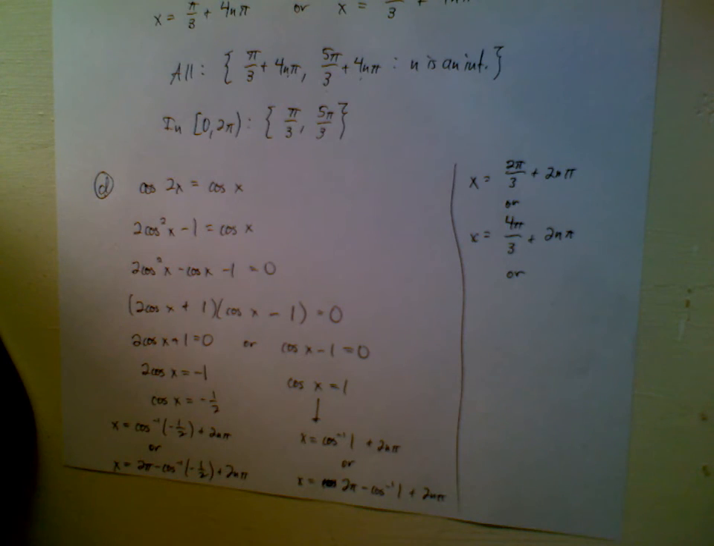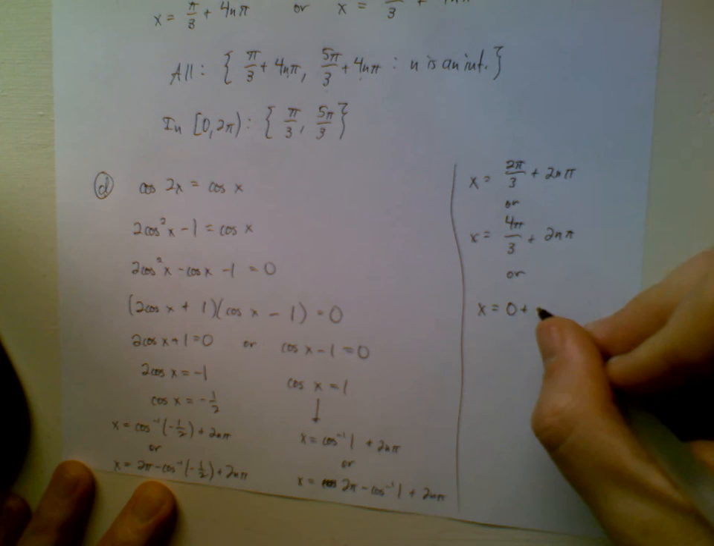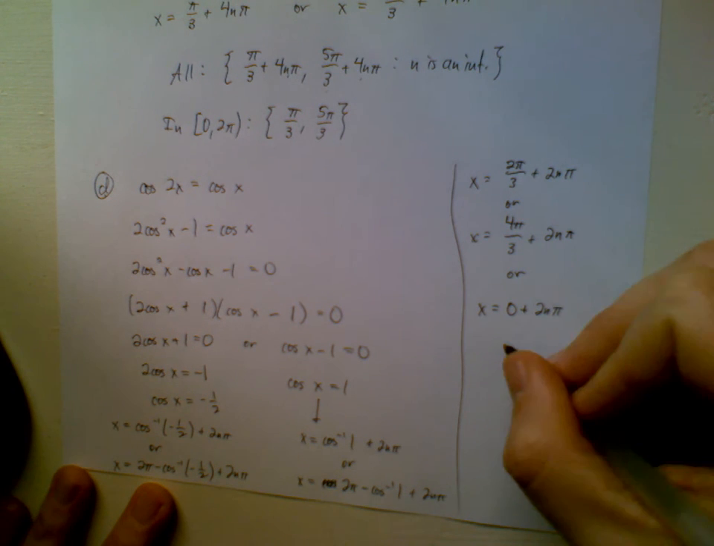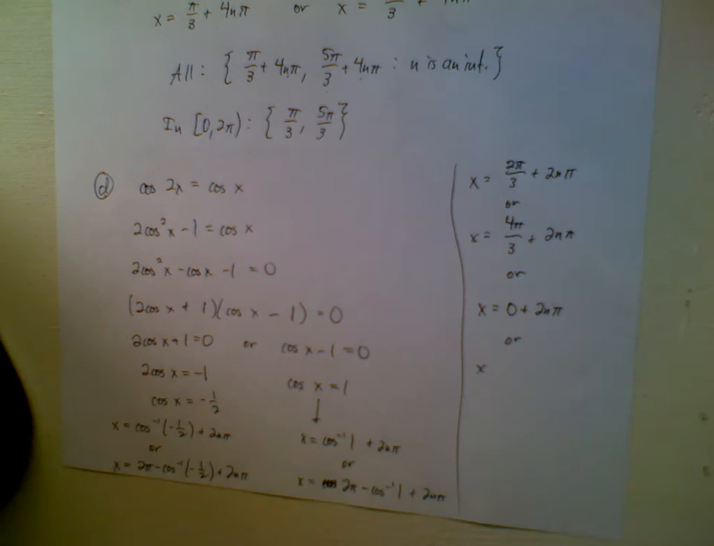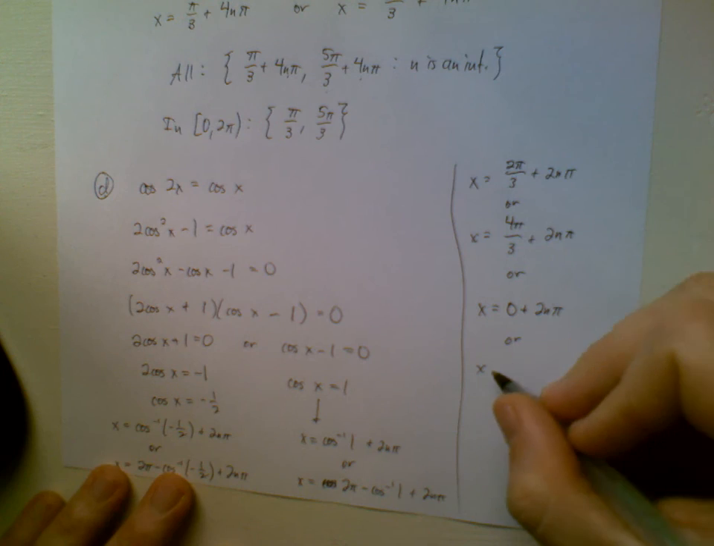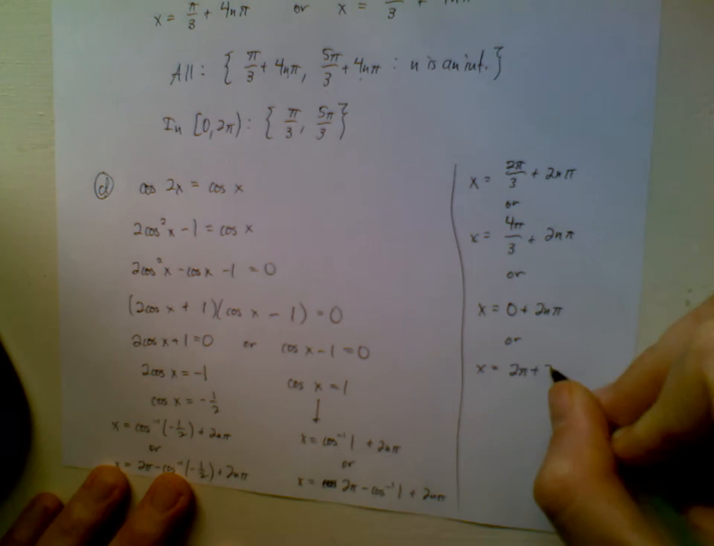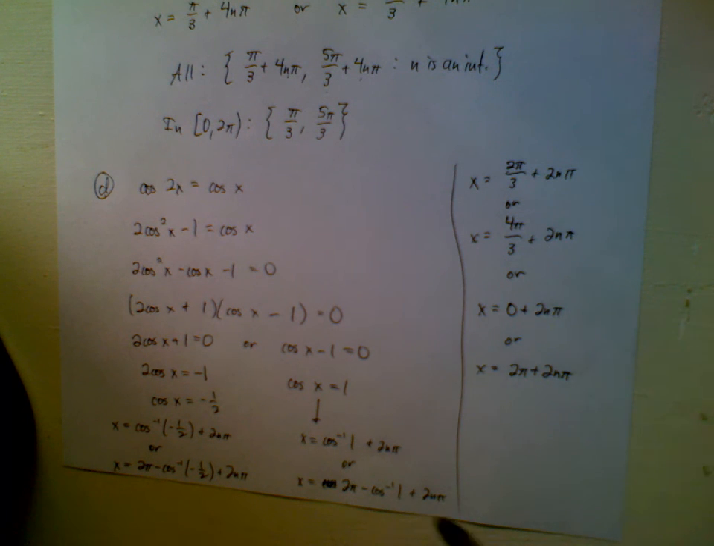Or x is cosine inverse of 1. Cosine inverse of 1 is 0, right? So this is 0 plus 2n pi, or 2 pi minus 0, which is just 2 pi plus 2n pi. Now this is interesting. Notice these last two solutions are exactly the same. You may have to squint at it just right, but if you think about all of the solutions these two rules generate, it's the same set of solutions.